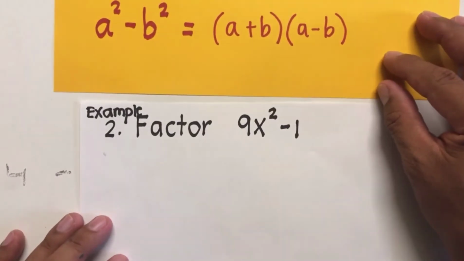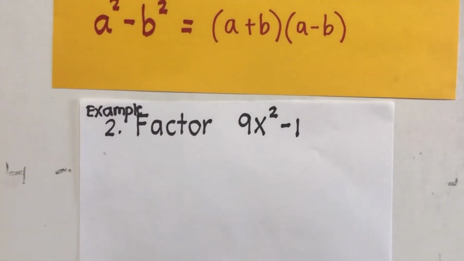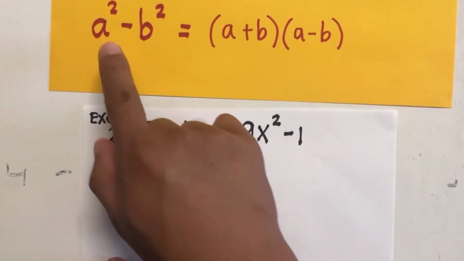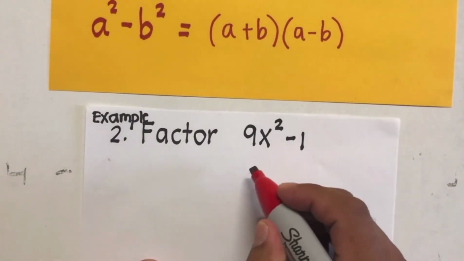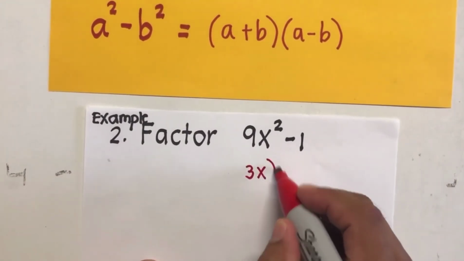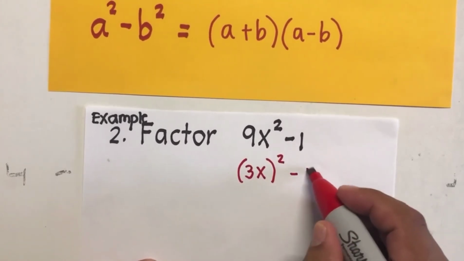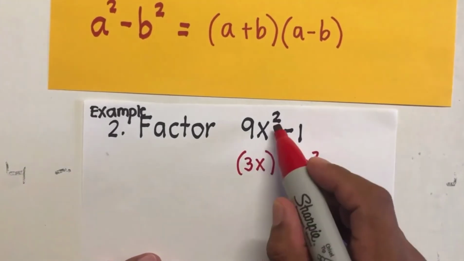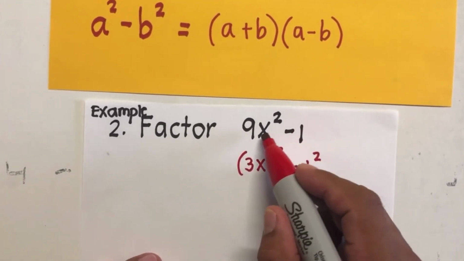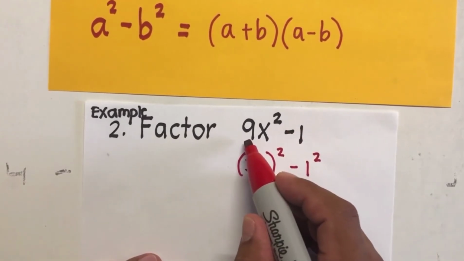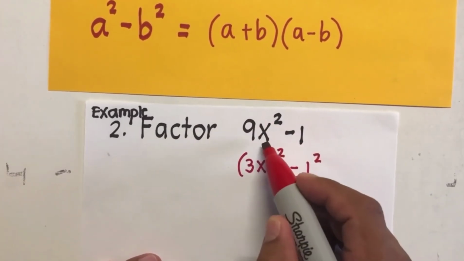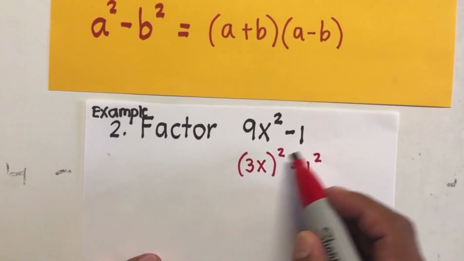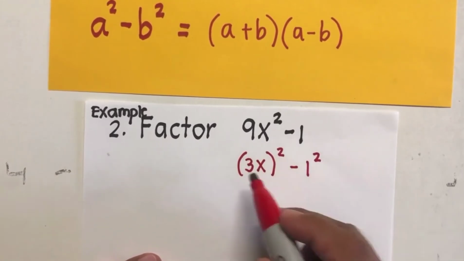How do we factor 9x squared minus 1? So it's the same technique. We need to rewrite this so that it looks like a squared minus b squared. So we can write this as 3x squared minus 1 squared. Now this is very important because you cannot just look at this as x squared and not consider the 9. This must be the entire term raised to the second power. So it must be the entire 3x that is raised to the second power and the entire second term raised to the second power. How do we do this?